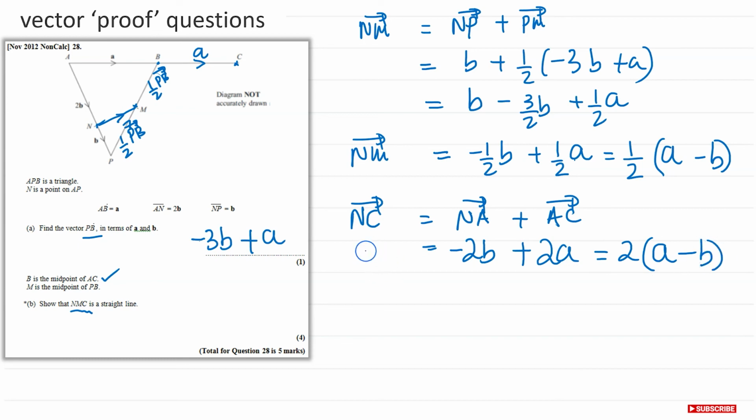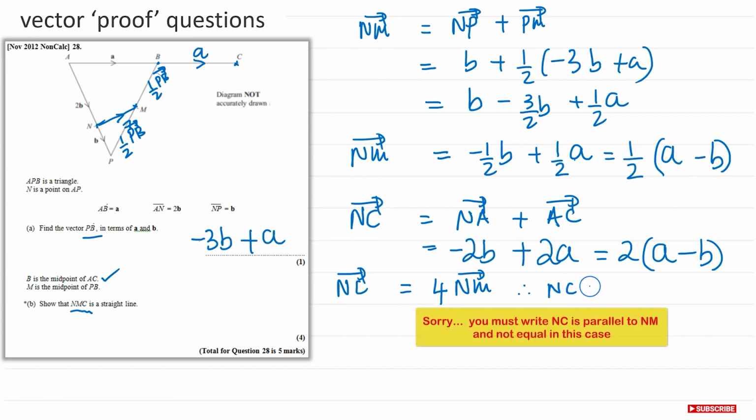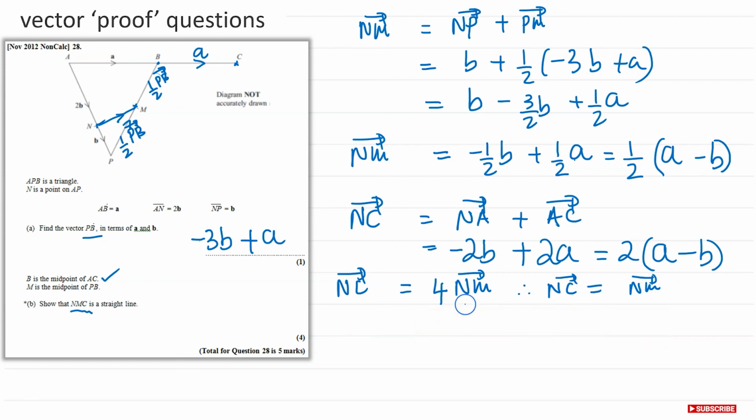So now we can see NC is a multiple of NM. And how many? So we can see NC, let's write that down, is equal to 4 times NM, because if you multiply this by 4, you will get 2 over here and then A minus B. Therefore NC is parallel to NM. And then because we have N here and N here, N is a common point, and now you can conclude that therefore NMC is a straight line.